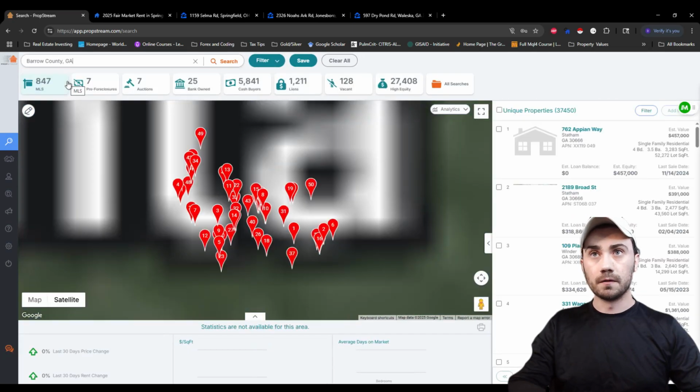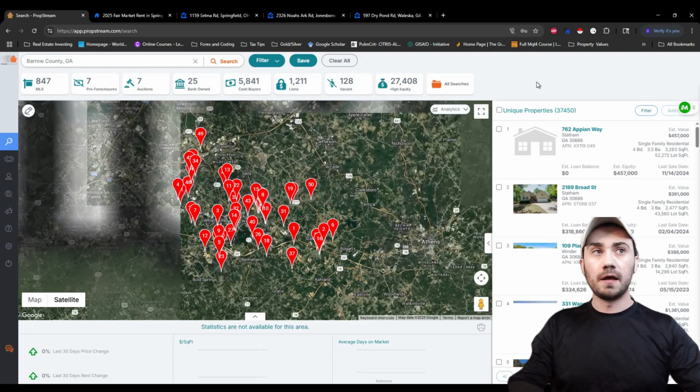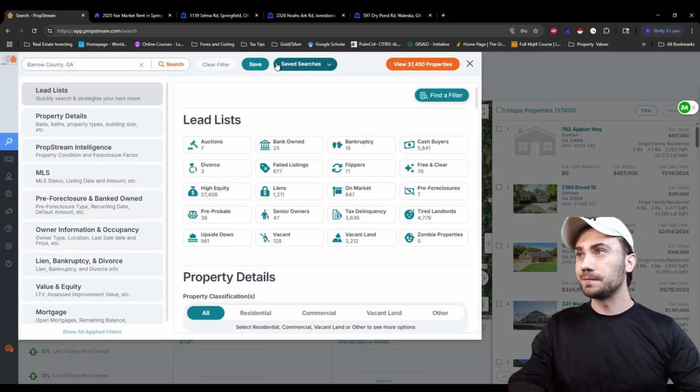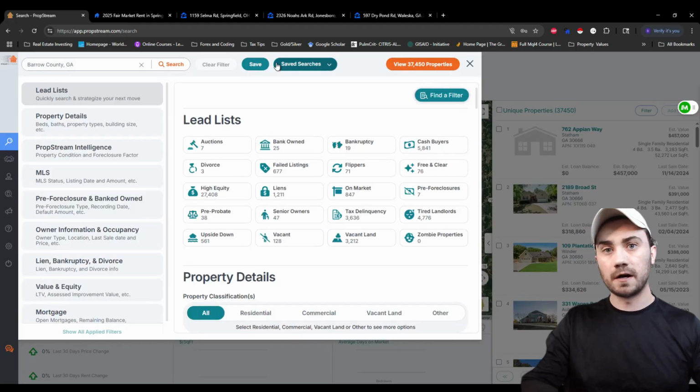And it just auto-populated. So now we have a huge list of properties. We have 37,000 properties here. We need to start filtering this out. Since we are going to be targeting subject to properties, we need to go into our filter setting here, and we need to start characterizing the settings that we want to be looking for. So follow along with me.